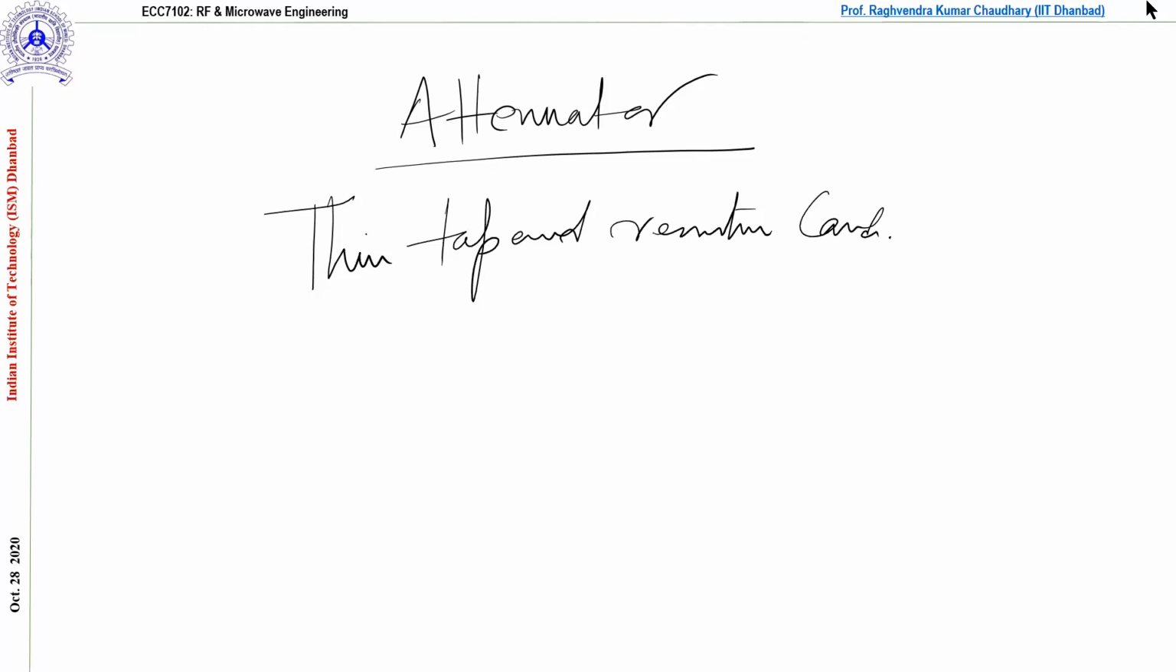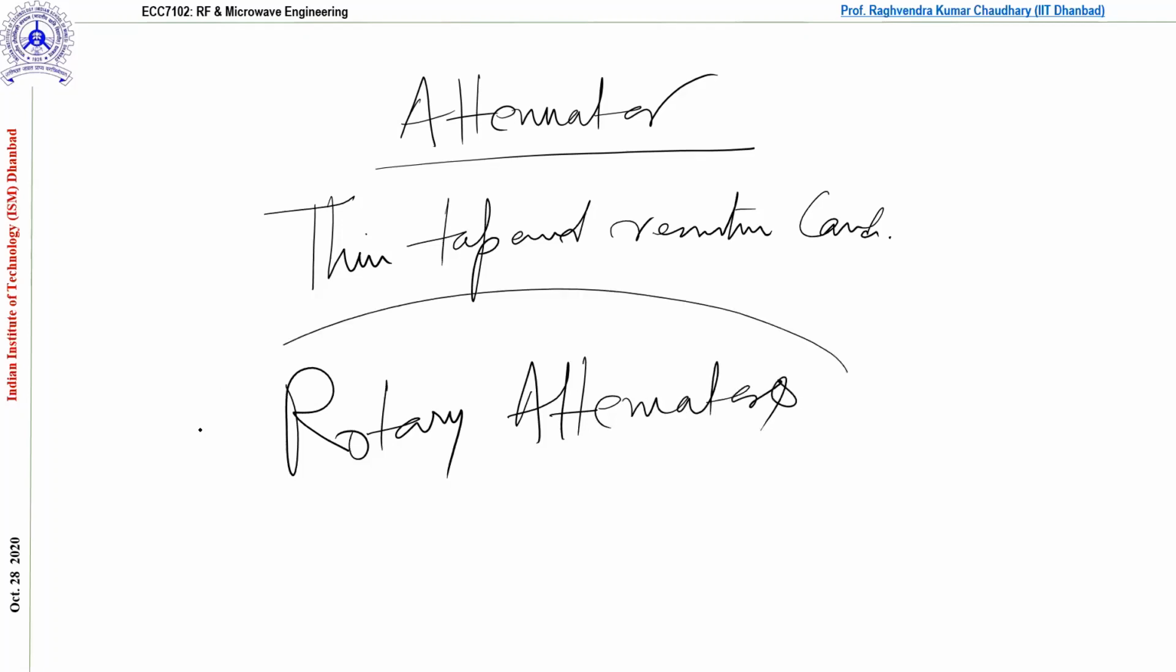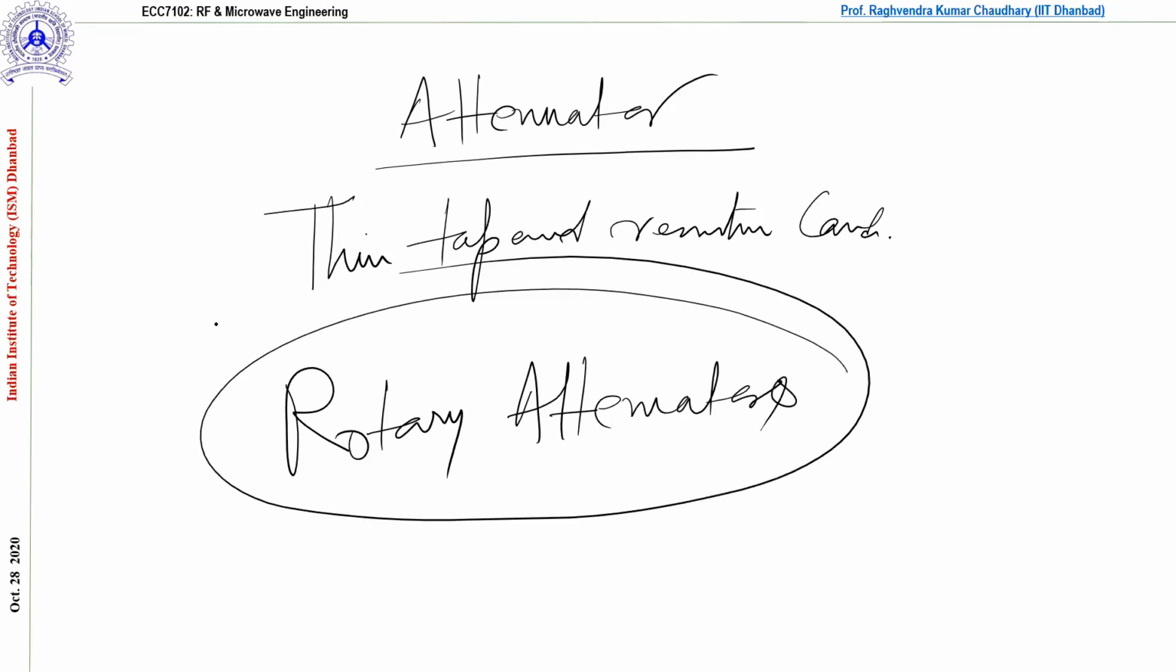I'll suggest you please check the rotary attenuators. The idea is almost the same as what we have seen, the tapered card and all, but mechanically the things are different. So we'll be talking about it in the next class, correct?